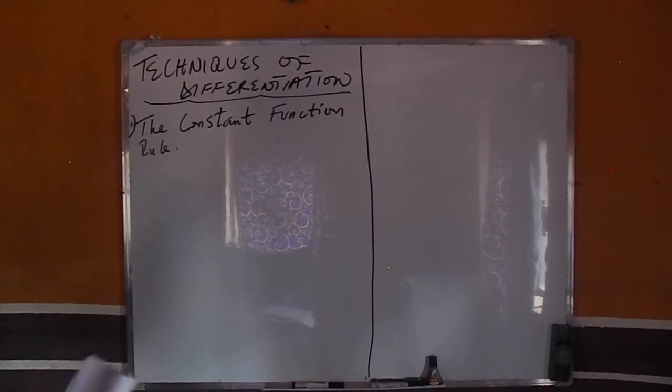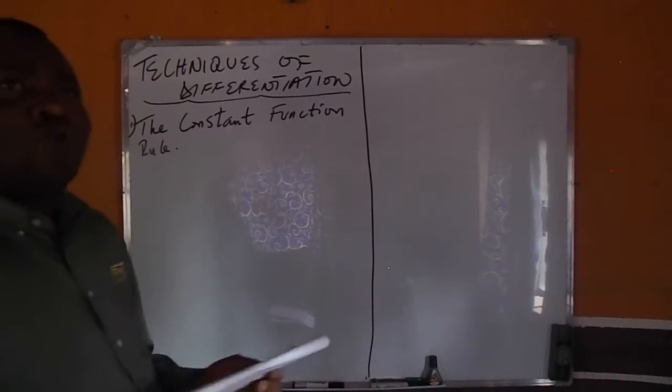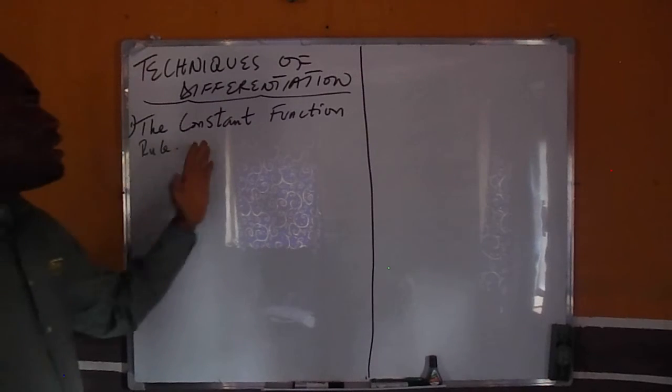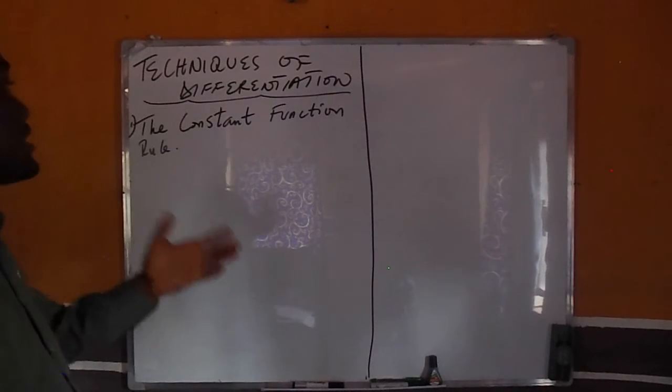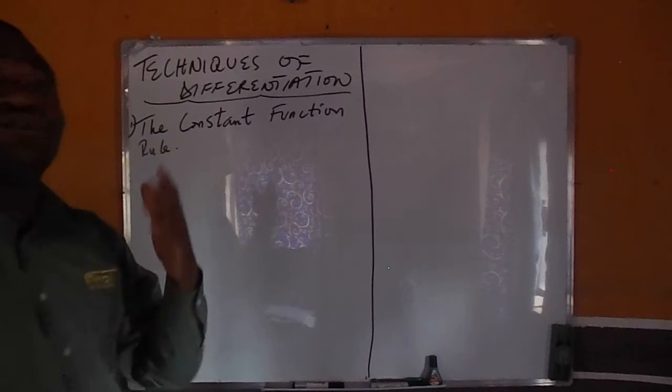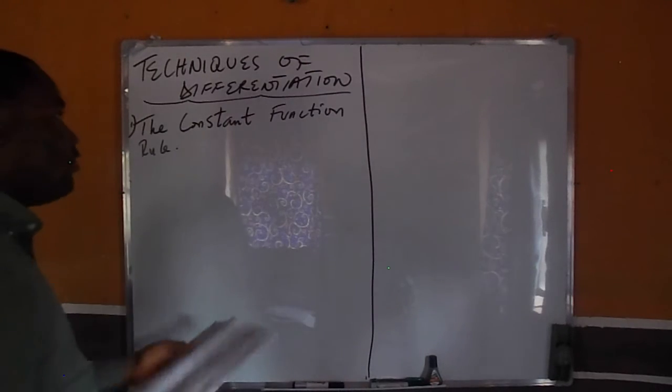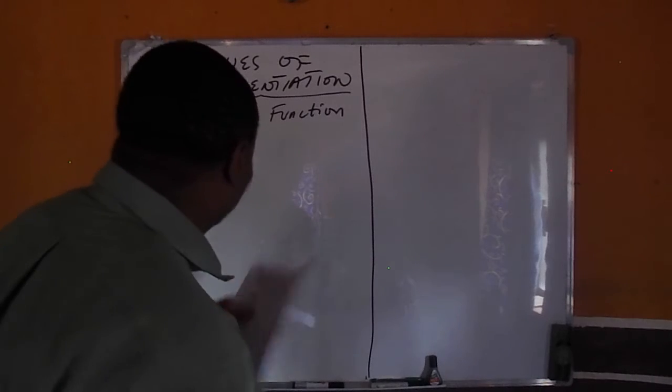Firstly, we'll be looking at the constant function rule. In constant function, what do we normally have? Any question that we solve under constant function, we normally look at the answer, it will give us 0. At the end of the day, it will give us 0.